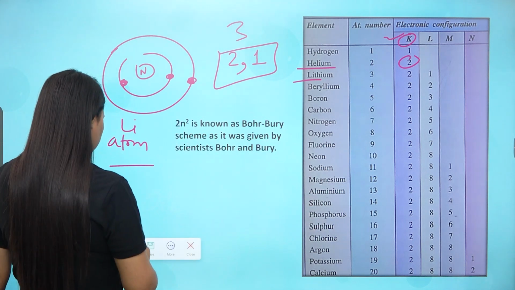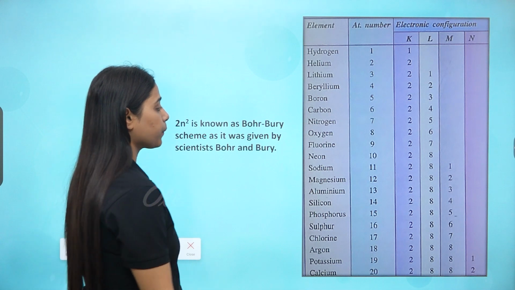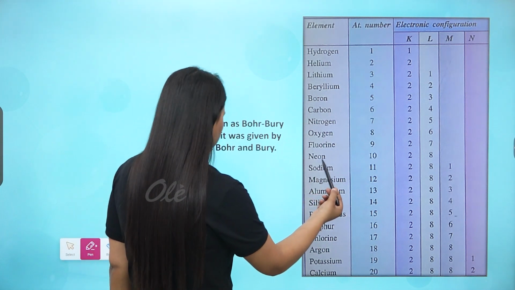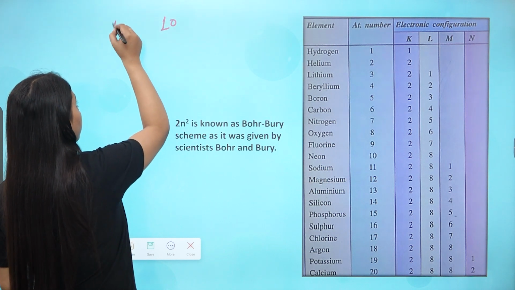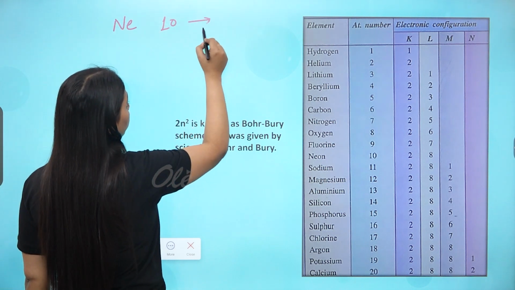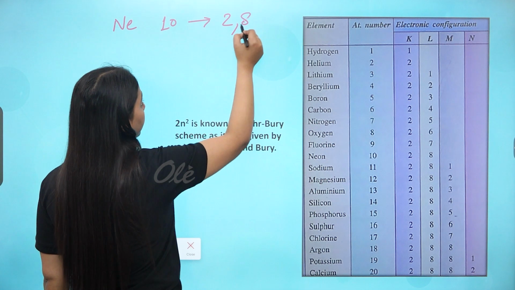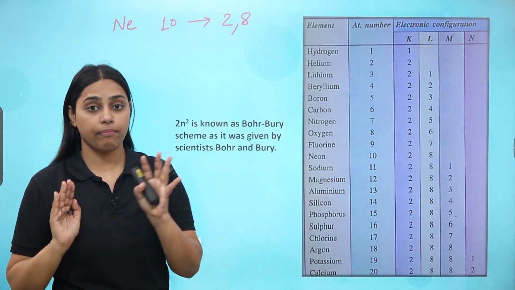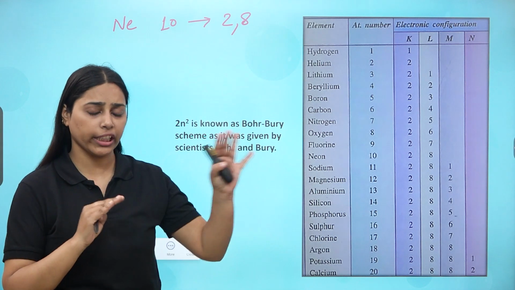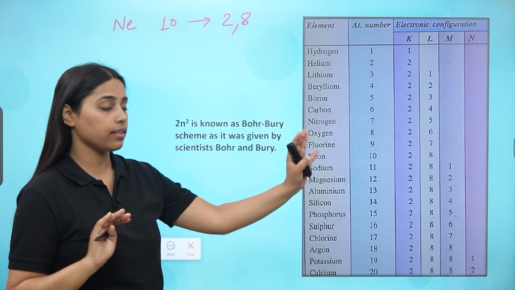Now, one thing you need to remember here: after neon, neon has atomic number 10. So its configuration you will write as 2 and 8. 8 plus 2, 10. The second shell can have a maximum of 8 electrons. So till here it is going easy.